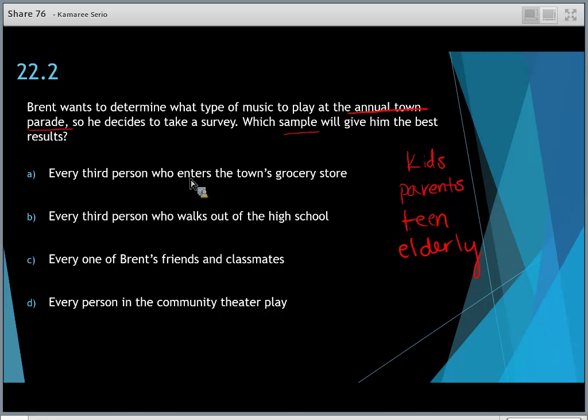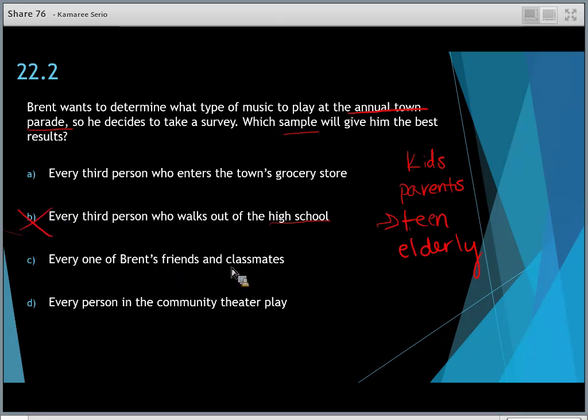So A says every third person who enters the town's grocery store. B says every third person who walks out of the high school. C, every one of Brent's friends and classmates, or D, every person in the community theater play. Out of all of those options and locations, which one do you think would give you the most wide range of people? Well, if I were to ask high school students, that's probably only hitting this category. It's not kids, parents, or the elderly, so I don't want to pick B.